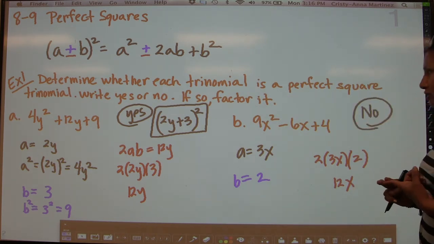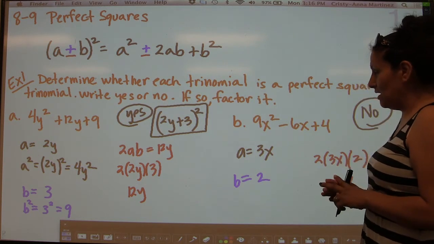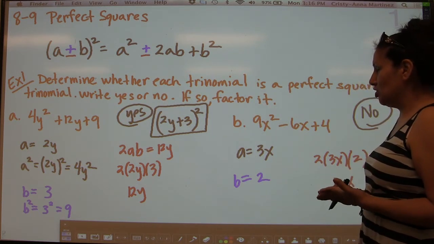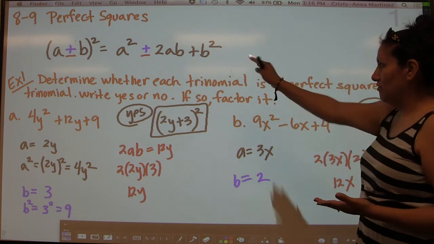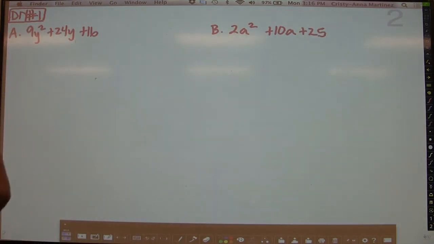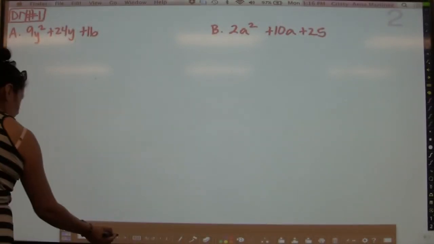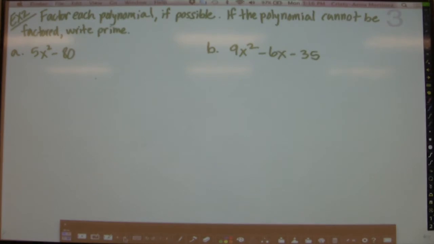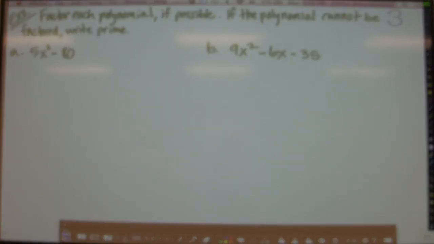So your strategy here is to identify a and b, and then confirm that the middle term is part of the pattern. We want you to now try this do-it-yourself question, and then we will move on to example 2. It says, factor each polynomial if possible. If the polynomial cannot be factored, write prime.